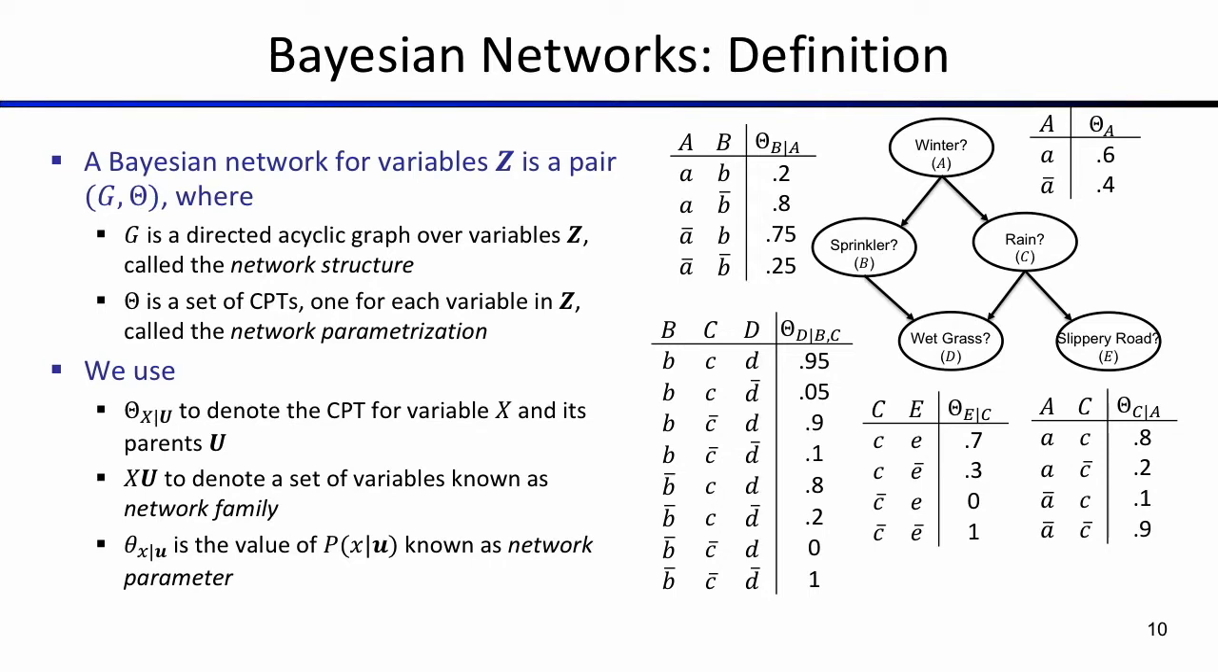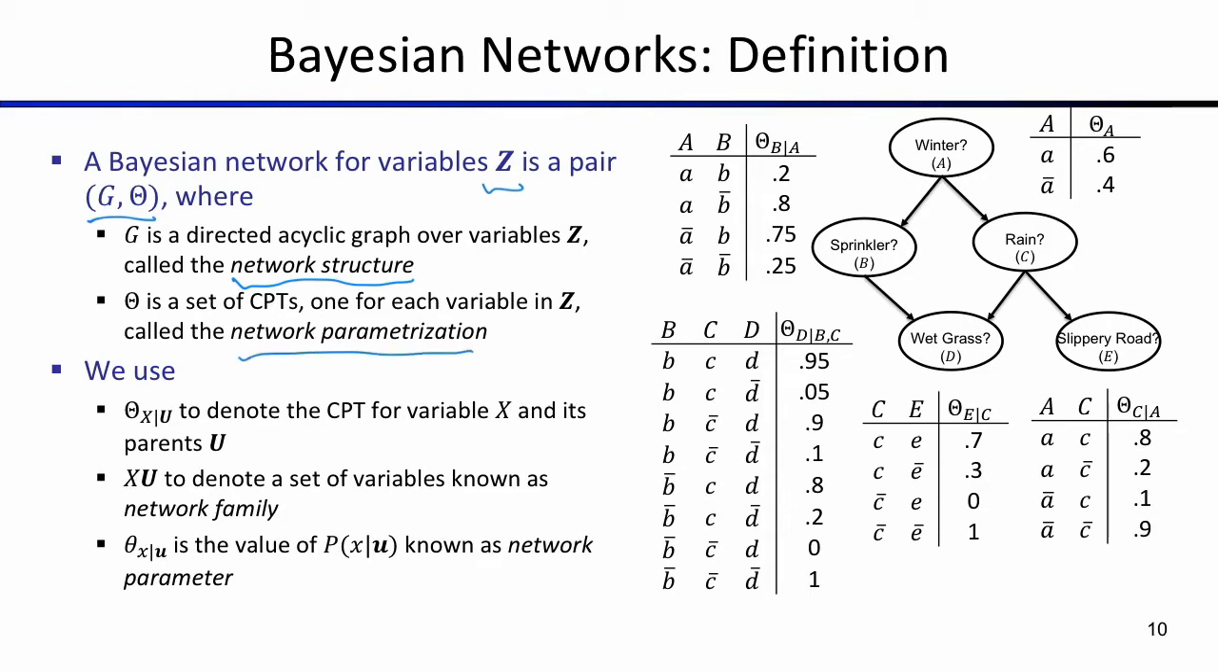The first definition is what is a Bayesian network by itself. We will define the Bayesian network for a set of variables Z as a pair composed by a graph G and a set of parameters theta. G is a directed acyclic graph over the variables Z, and we call it the network structure. And theta is a set of CPTs, conditional probability tables for the variables Z, and we call it the network parameterization.